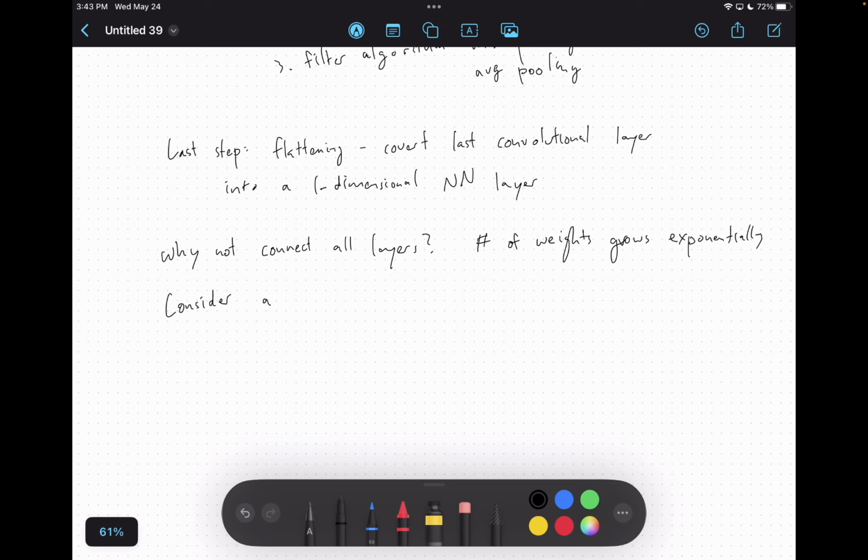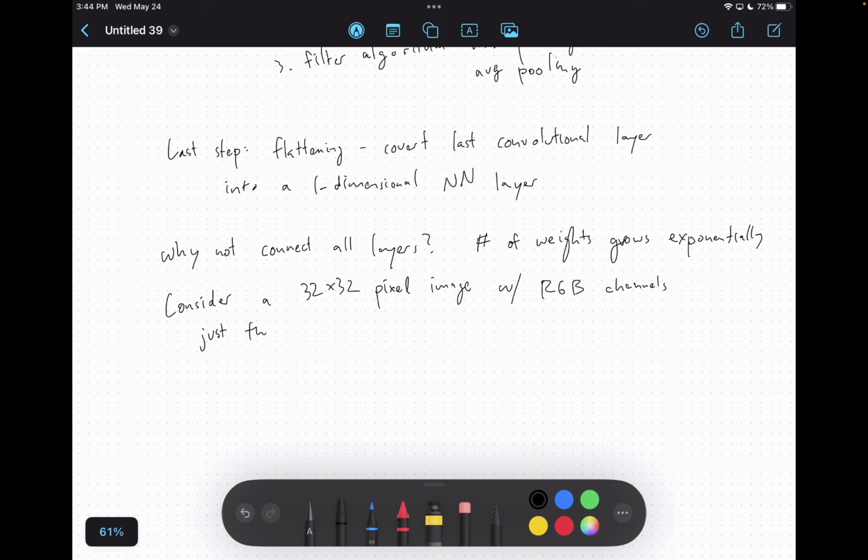So consider a 32 by 32 pixel image with RGB channels. Does anyone know how big a 32 by 32 image is? It's very small, right? On a modern monitor, that would be smaller than a thumbnail. We'll look at some 32 by 32 pictures in just a second.